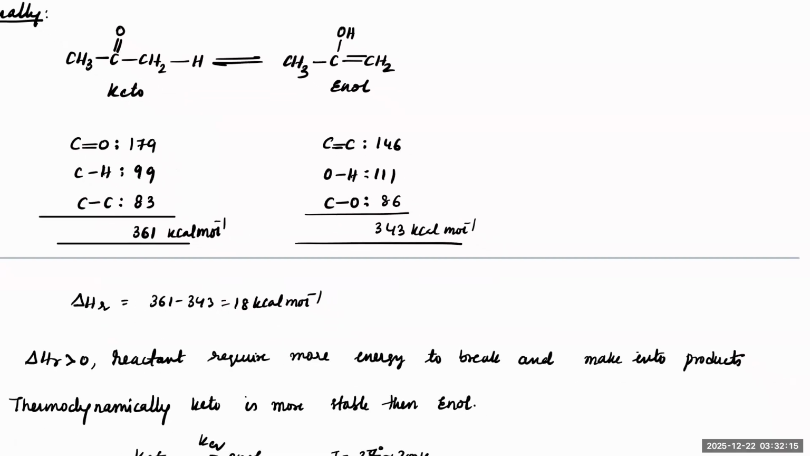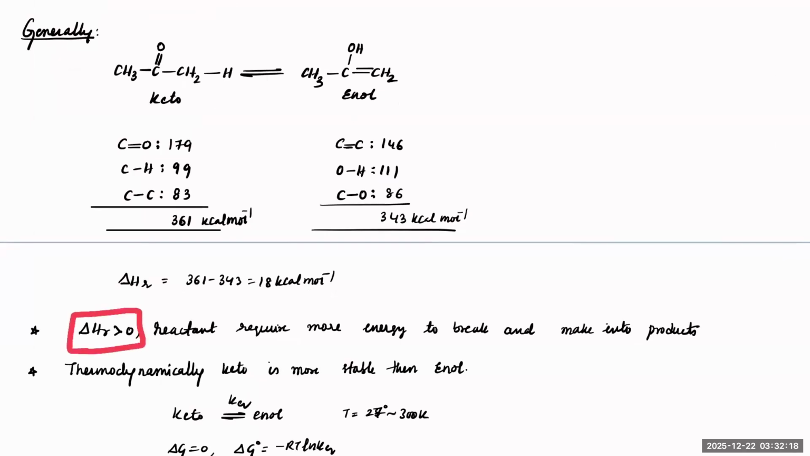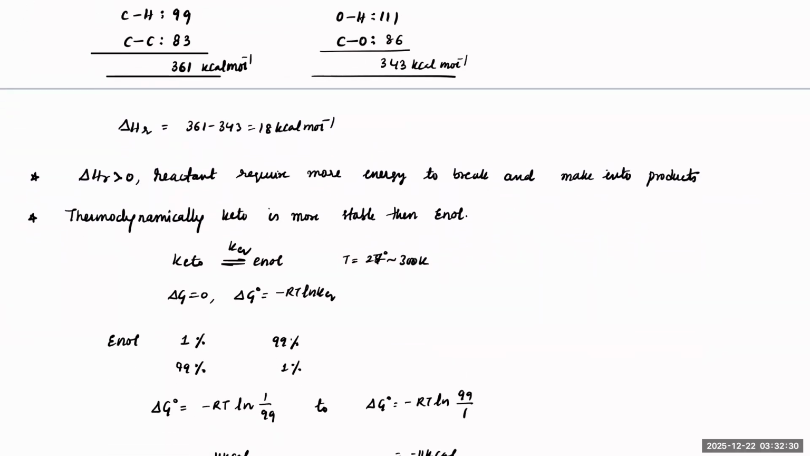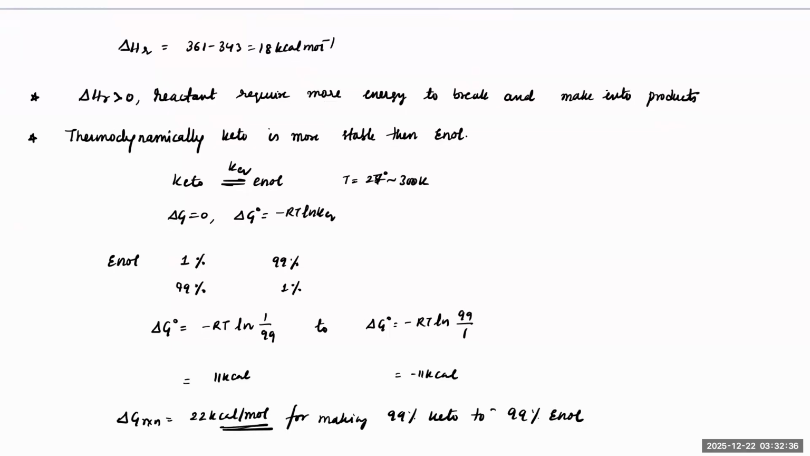Okay, now notice, delta H of reaction, if it is greater than zero, the reactant must require more energy to be made into products, isn't it? And if you notice this one, ketone to enol, let's say I'm doing it at room temperature, which is around 300 kelvins. If they exist in equilibrium, delta G is zero. That's the definition. Chemical equilibrium is achieved when delta G is zero. That means the change in free energy should be zero. And if delta G is zero, we know that as per the equation, delta G naught will be minus RT ln K equilibrium.